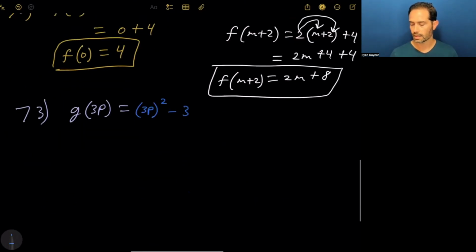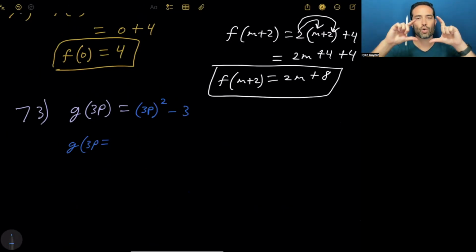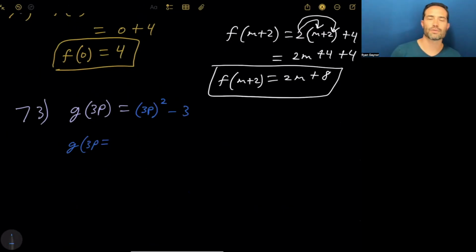All right, so now we do it. So we have g of 3p equals, we're doing 3p quantity squared. So that means that we have to do 3p times 3p, right? So what is 3 times 3? That's 9. And what is p times p? That's p squared. And then minus 3.